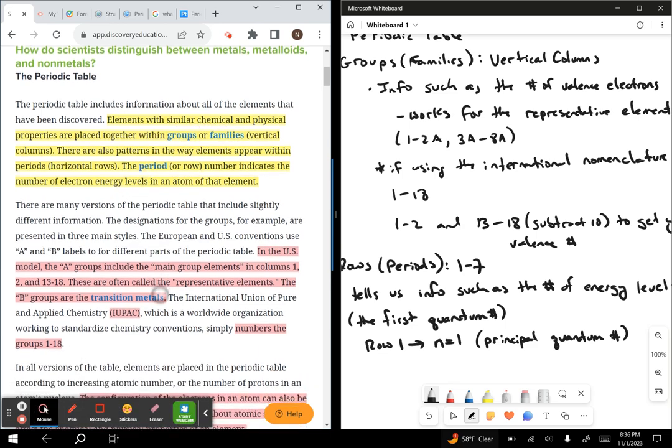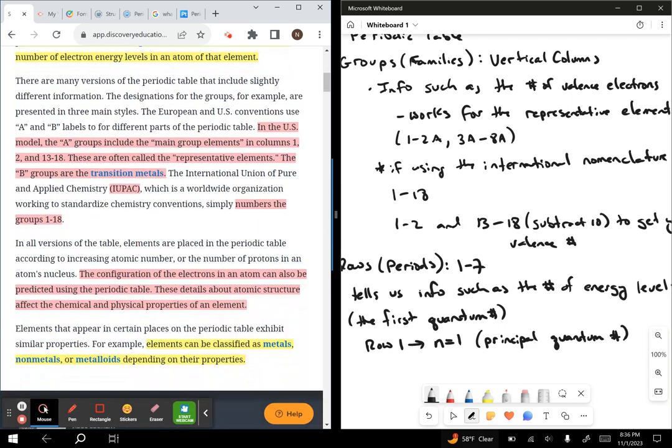Clear our screens. There are many versions of the periodic table that include slightly different information. So we've already shared with you the US version, right? You have your A group elements, which are your main group elements, often called your representative elements. And the B group elements are called your transition metals, okay? So that might be worth noting here.